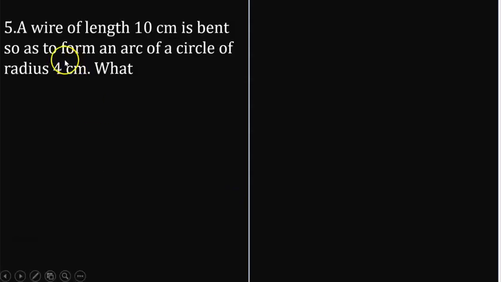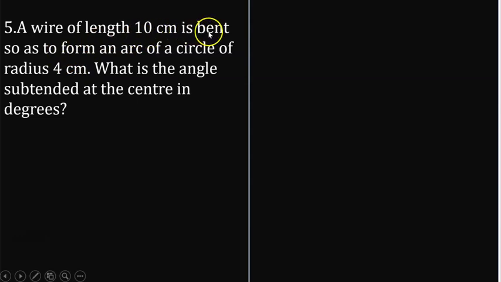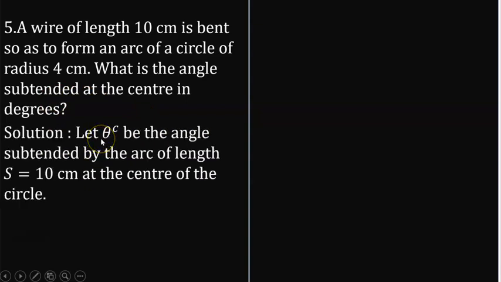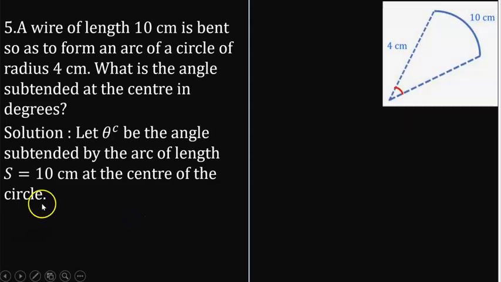Now question number 5. A wire of length 10 centimeter is bent so as to form an arc of a circle of radius 4 centimeter. What is the angle subtended at the center in degrees? Okay, let theta radian be the angle subtended by the arc of length S is equal to 10 centimeter at the center of the circle. Now see this here. This is the radius. This is the length of the arc, which is the 10 centimeter. We want to find out this angle theta.